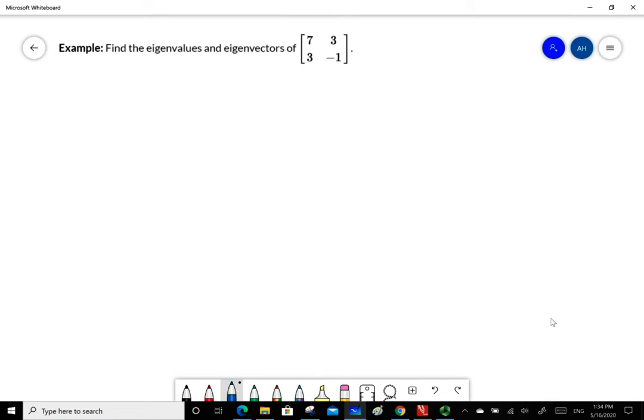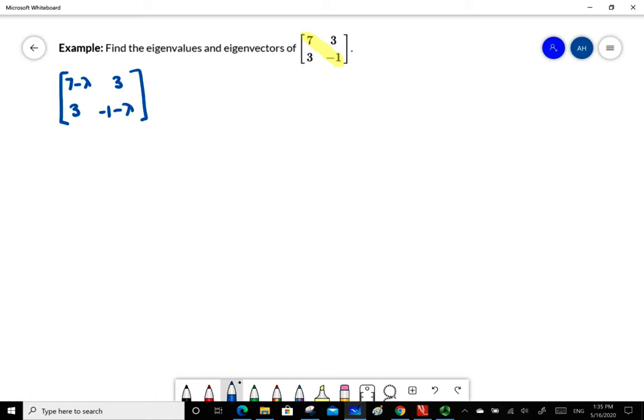Find the eigenvalues and eigenvectors of the matrix [7, 3; 3, -1]. To find the eigenvalues, I start by subtracting lambda from the entries along the main diagonal to get [7 minus lambda, 3; 3, negative 1 minus lambda].